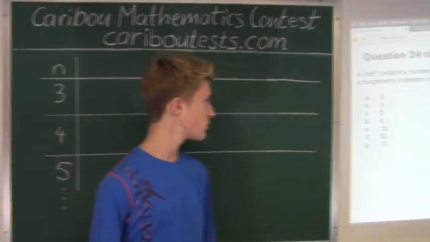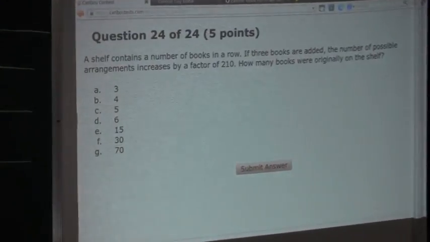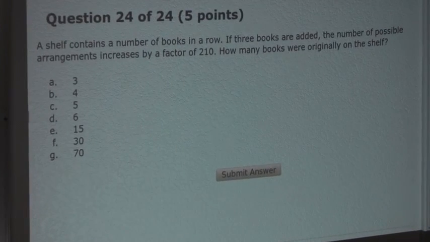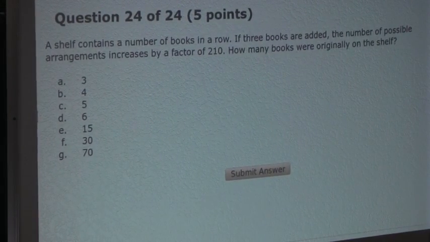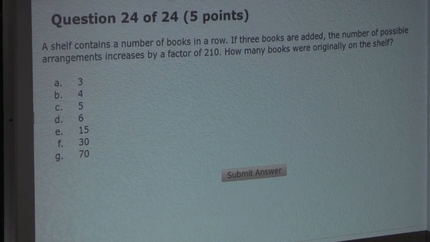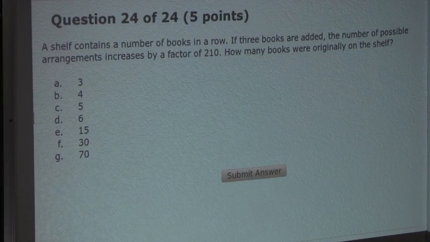Alright, so the question is, a shelf contains a number of books in a row. If 3 books are added, the number of possible arrangements increases by a factor of 210. How many books were originally on the shelf?